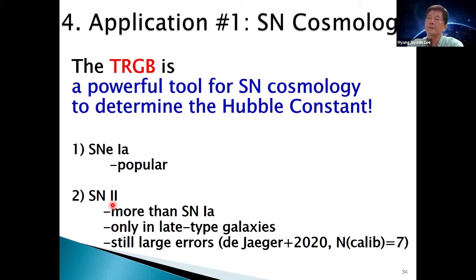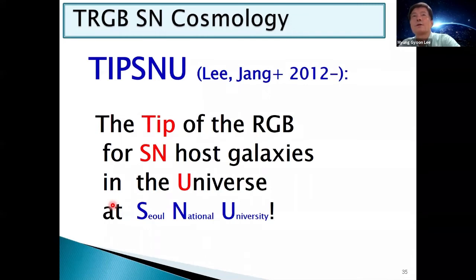For example, Diego et al. recently presented a value of the Hubble constant they get using type 2 supernovae. The value is similar to the known ones, but with large errors. But anyway, I have been doing a project called Deep SNU with my students, In Sung Jang and other students from 2012. Deep SNU means the TRGB for supernova galaxies in the universe at SNU.